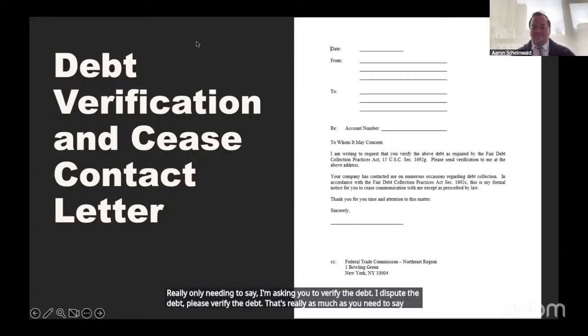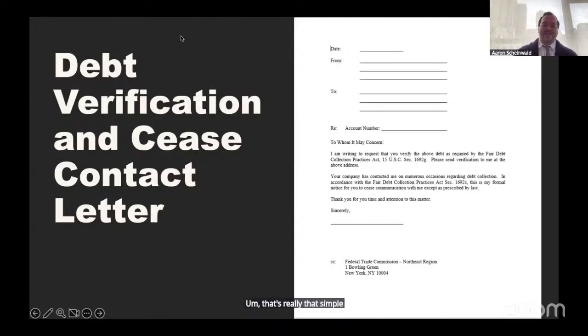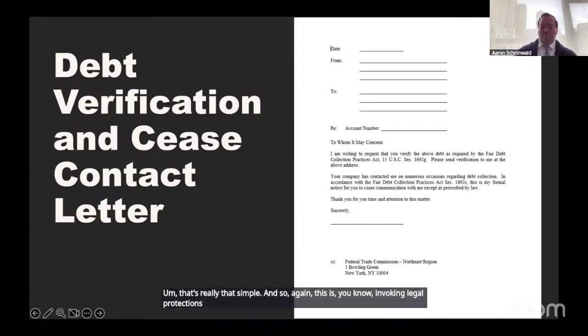Stop contacting me. Cease contacting me. Except as prescribed by law. You can put that in if you want to, but you don't have to. That's really that simple. And so again, this is invoking legal protections, but is not a court proceeding. This is something that you can find templates for on your own. You do not need a lawyer to draft a specific debt verification and cease contact letter.